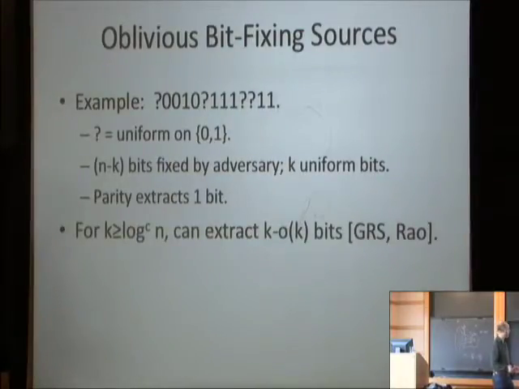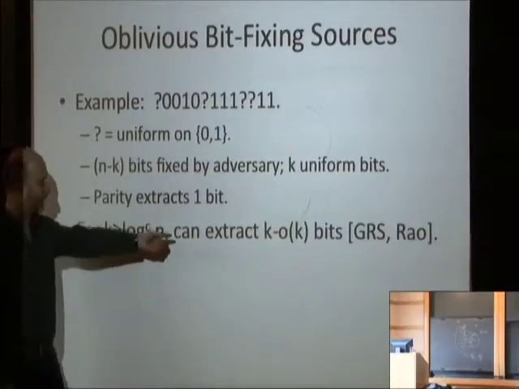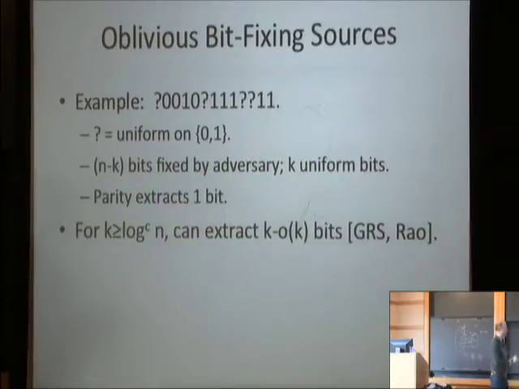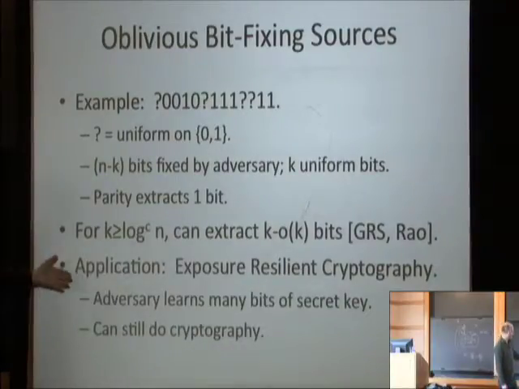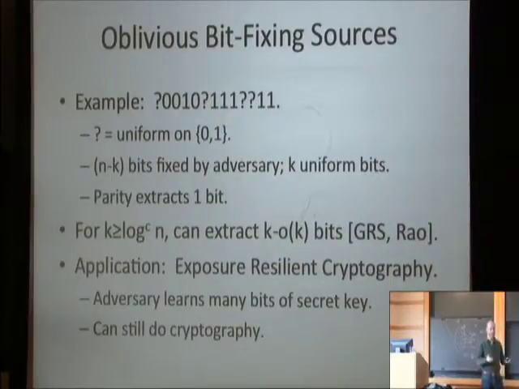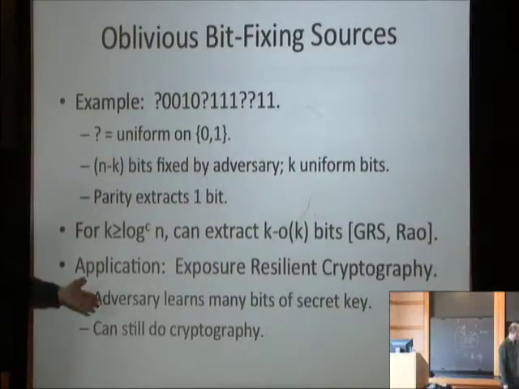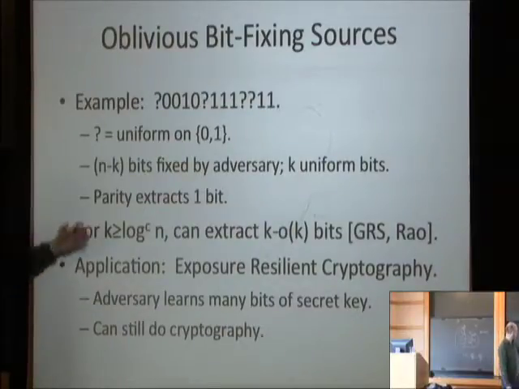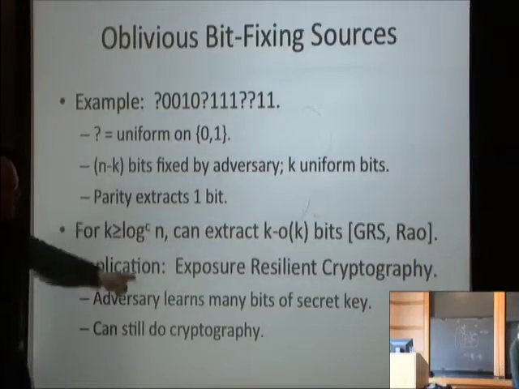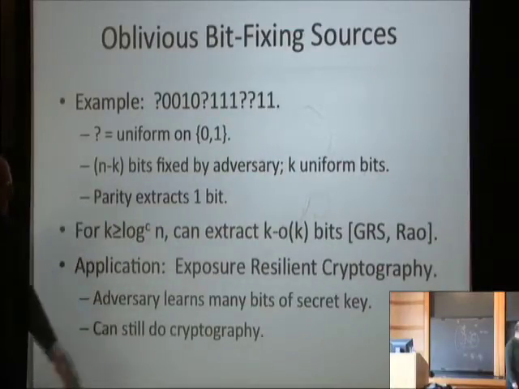Well, it turns out if k is at least polylog n, then Gabizon, Raz, and Shaltiel showed how to extract almost all the bits. And there's an application here to exposure-resilient cryptography. Normally cryptography requires the secret key to be perfectly secret. What if an adversary learns many bits of the secret key? Well, it turns out you could still do cryptography if you have something like this. And actually, Rao improved the errors so that this is good enough for this application.